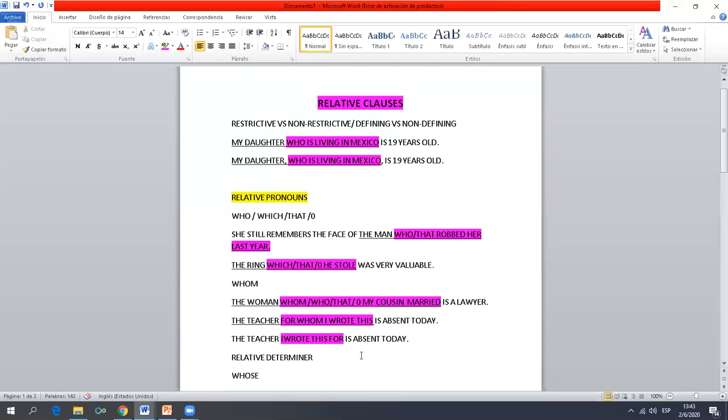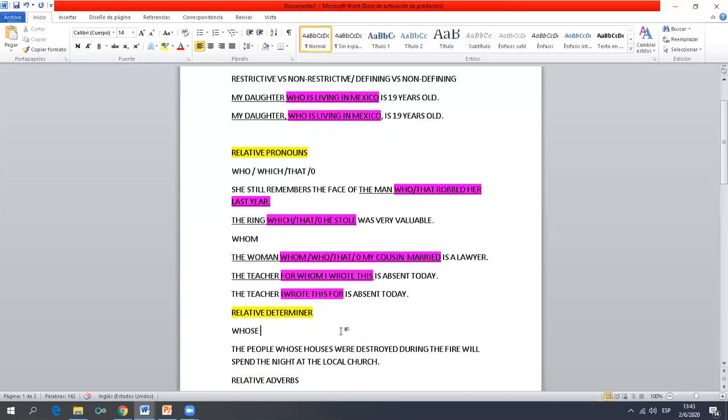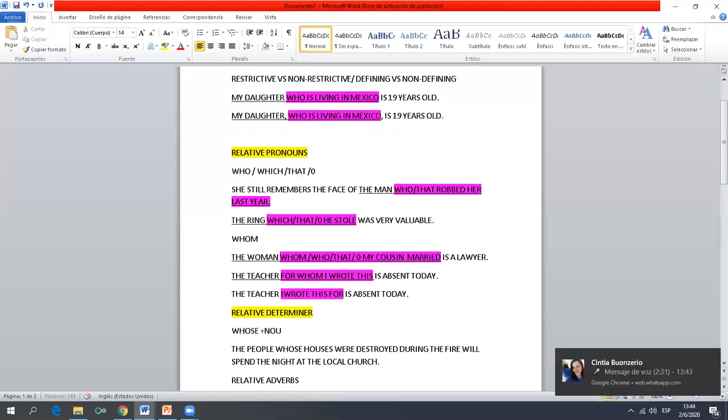Okay, let's move on. Up to now, we talked about relative pronouns, who, which, that, whom, and the omission. But there is also a relative determiner. You know what a determiner is. When I say determiner, you should immediately think of a word that precedes a noun. That is, after a determiner, you will always find a noun. As in my example here, the people whose houses were destroyed during the fire will spend the night at the local church. You see that immediately after whose you find the noun houses.